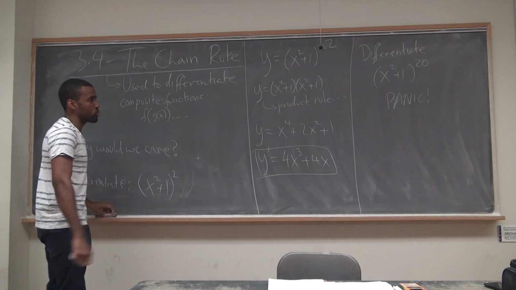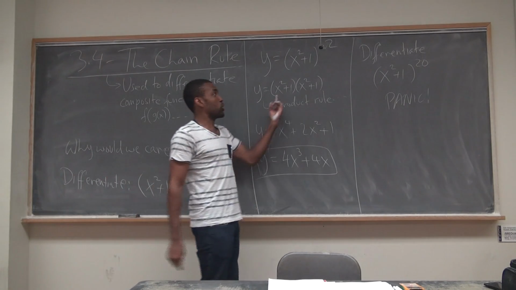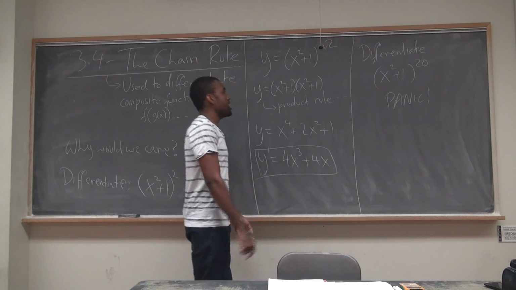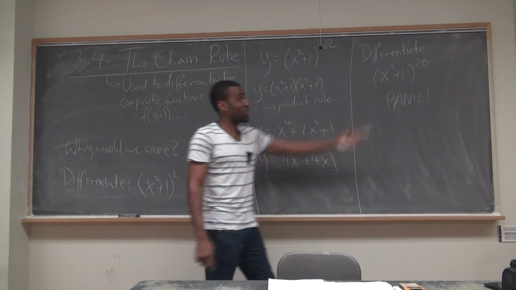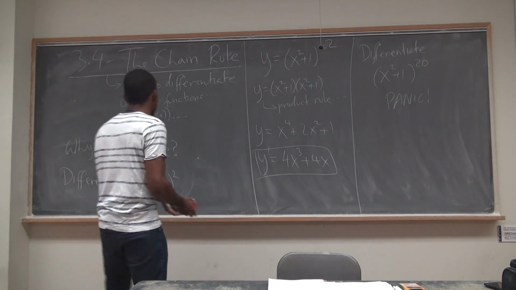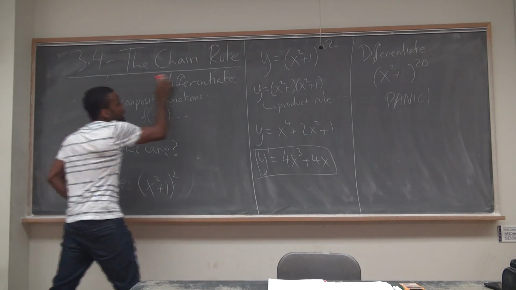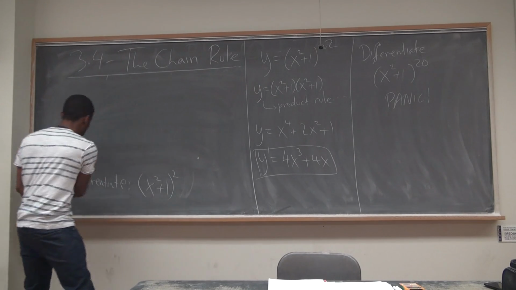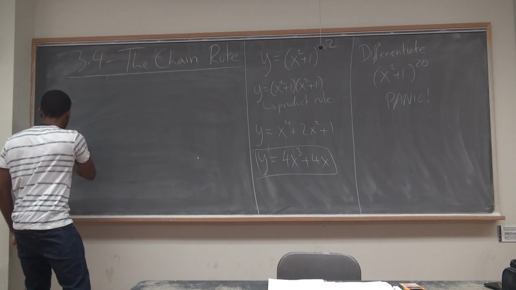You need a more efficient rule to get around this. Sure, you do not want to do the product rule 20 times, even though you could. Neither would you want to multiply out to the 20th power. That's going to give you 21 terms. You'd spend the entire exam trying to find a derivative. This is where the chain rule comes in. So here's what I'm going to show you now.